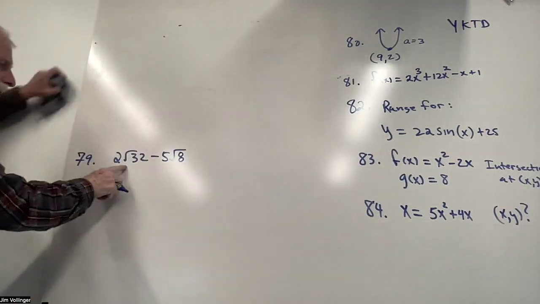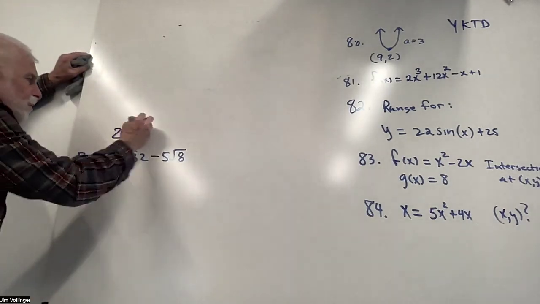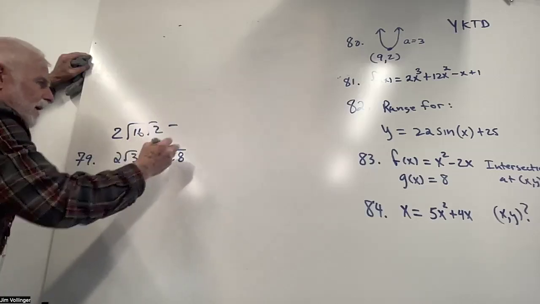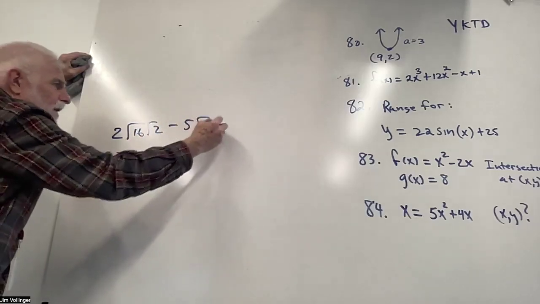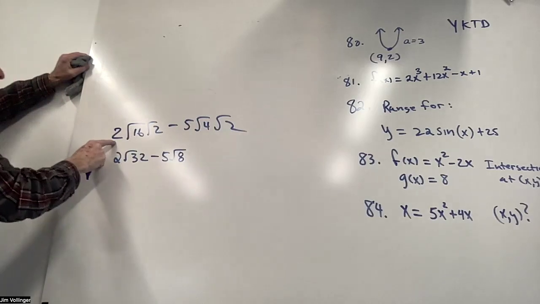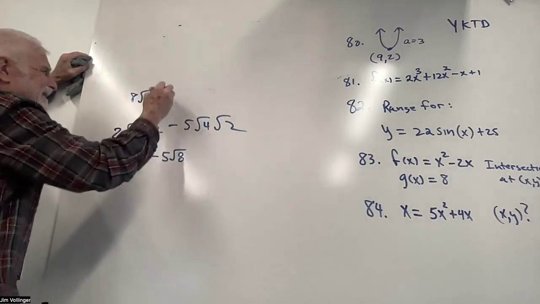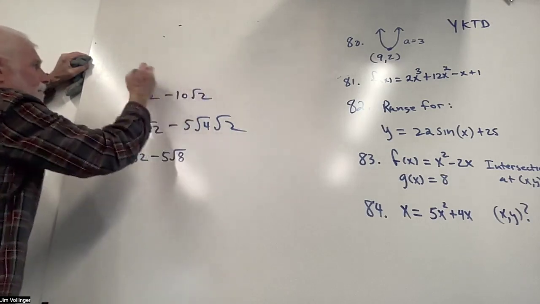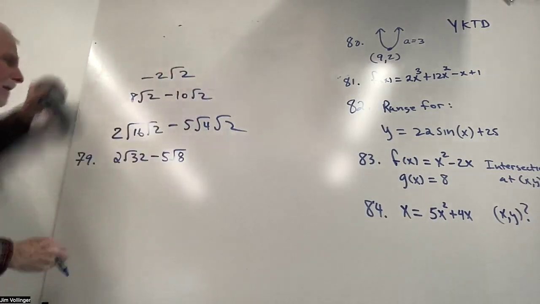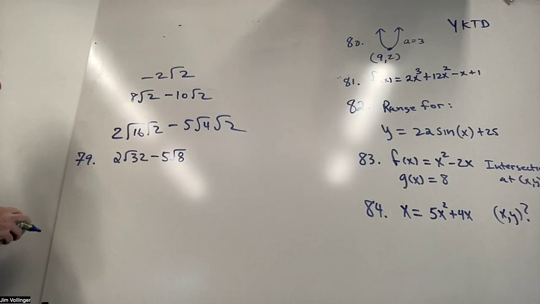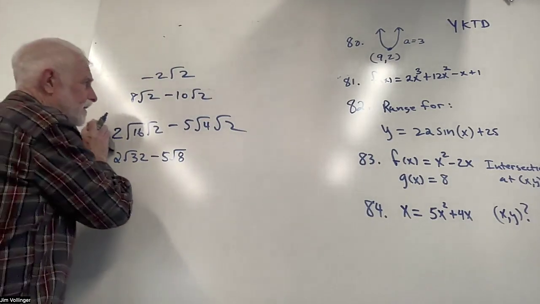and go from there. 2 root 32 is 2 root 16 root 2 minus 5 root 4 root 2. That's where I start. This is 8 times 2 root 2, 8 root 2. This is minus 10 root 2. That's minus 2 root 2. Running out of ink on a new cartridge. Imagine that. All right, so that's done.